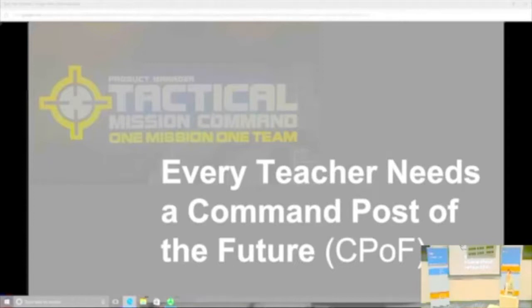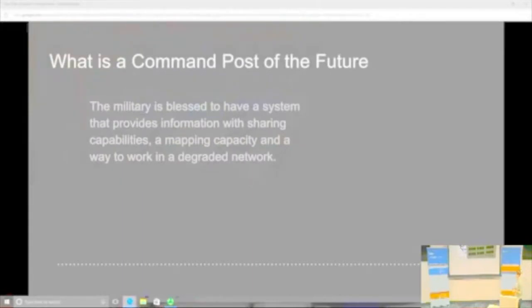We recently attended a night at Camp Dodge. During our visit, we were exposed to a command post simulation. This simulation showed us what types of tools the military uses when they are in the field, and it is used to train their incoming soldiers. So I want to talk to you a little bit about what a command post of the future is.